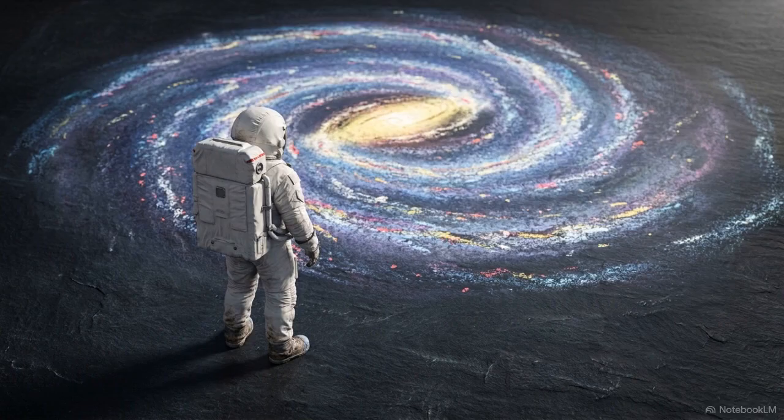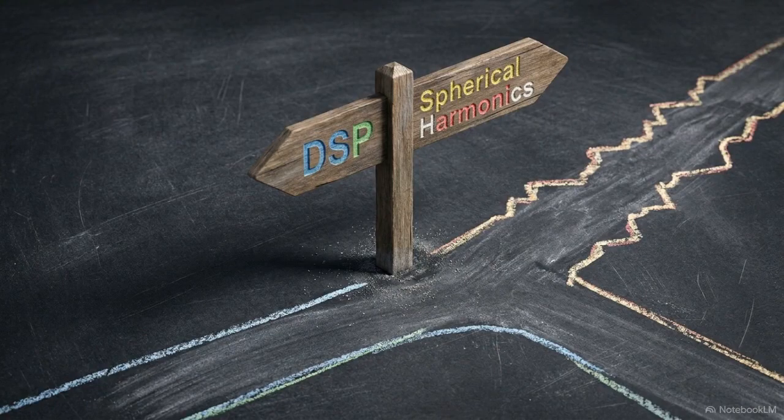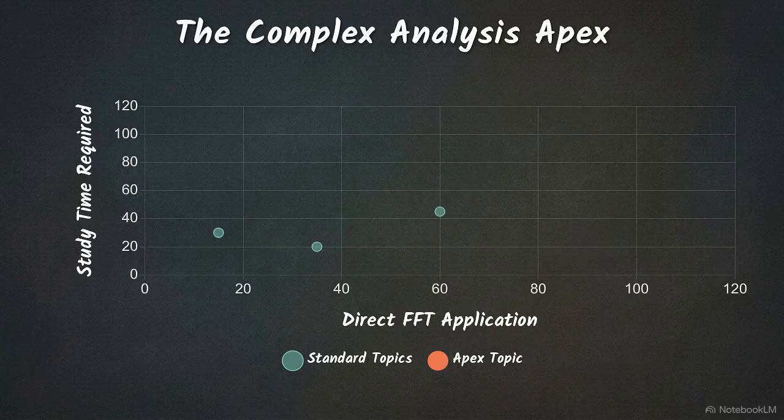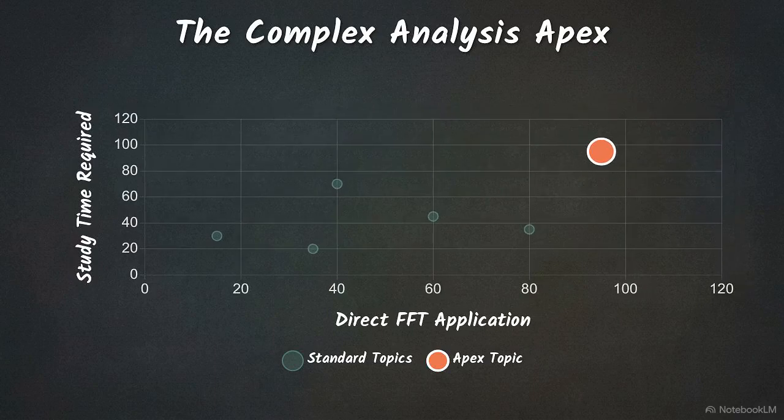But unless your specific career involves mapping planets or deep space, spherical harmonics are an advanced detour that will drain your study time away from standard digital signal processing. That brings us to the 5-star apex of the matrix, Euler's complex analysis.